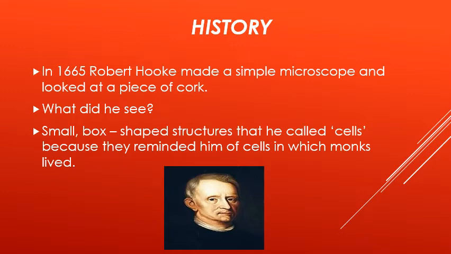Now we will start with a little small history of how the cell was discovered. In 1665, Robert Hooke made a simple microscope and looked at a piece of cork. He was the first person to see the cell. Robert Hooke was the first person to see the cell.